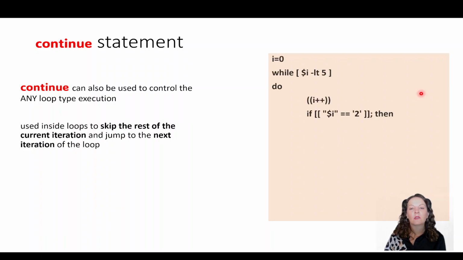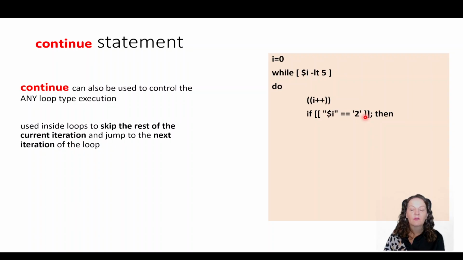You might be using a loop to process a series of files, but you stumble upon a file that doesn't have read permission, so you can't process it. You still want to continue on down through the rest of the files. So you're just skipping an iteration, okay? So there is your while i is less than 5.